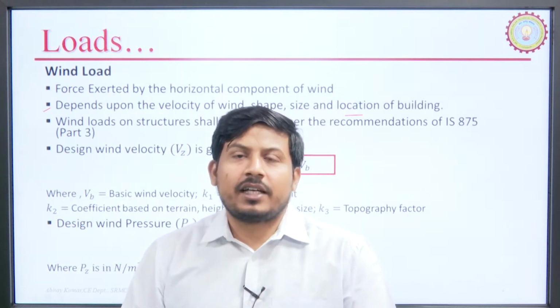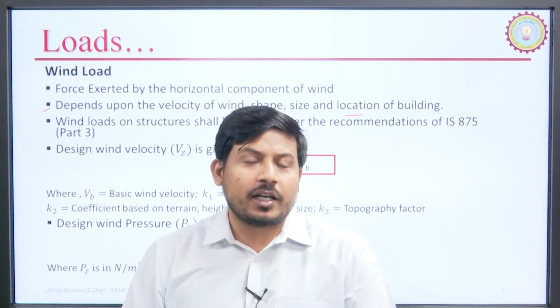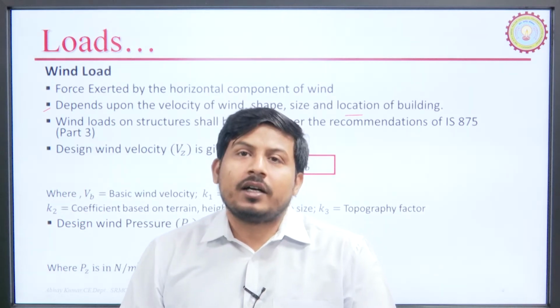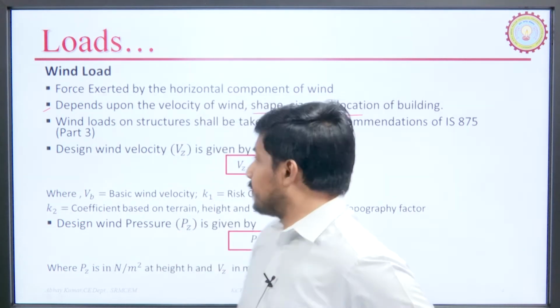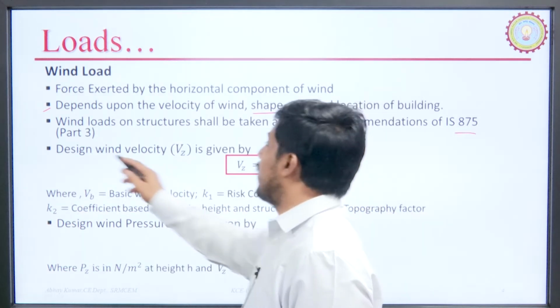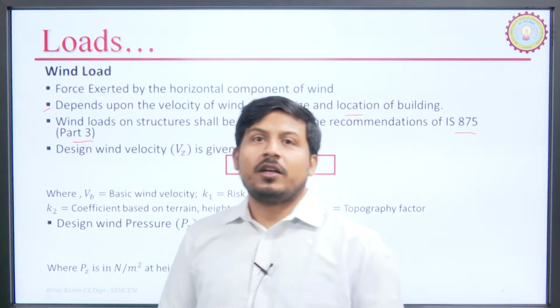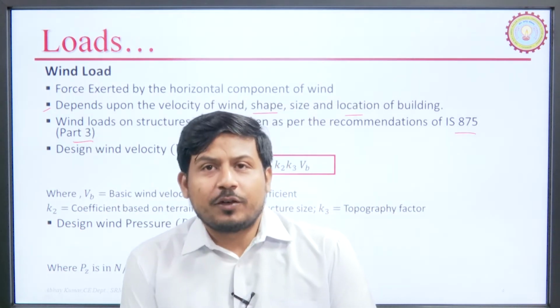As we discussed that there is a dedicated code for the dead load and the imposed load, in the same sense there is also a dedicated code for the wind load as well. It is IS 875 part 3. Okay. Now, let us talk about the design wind velocity.